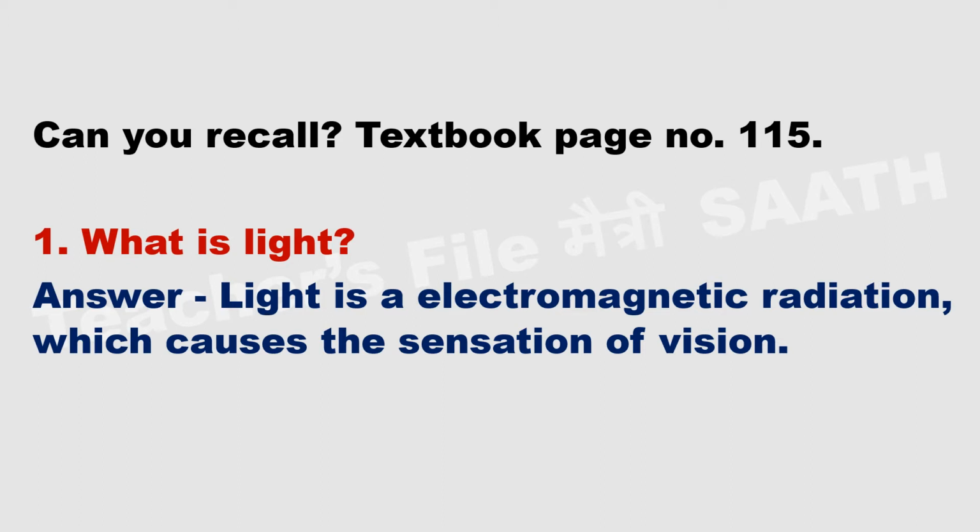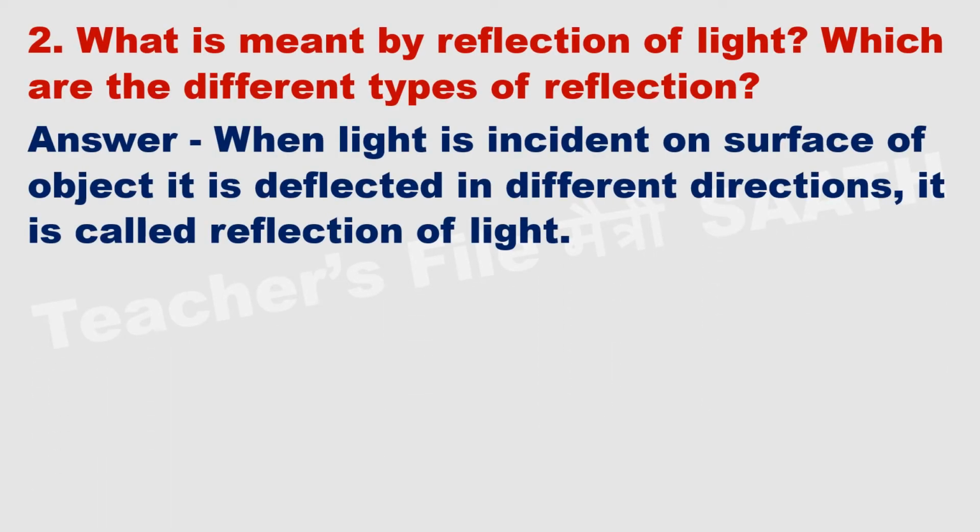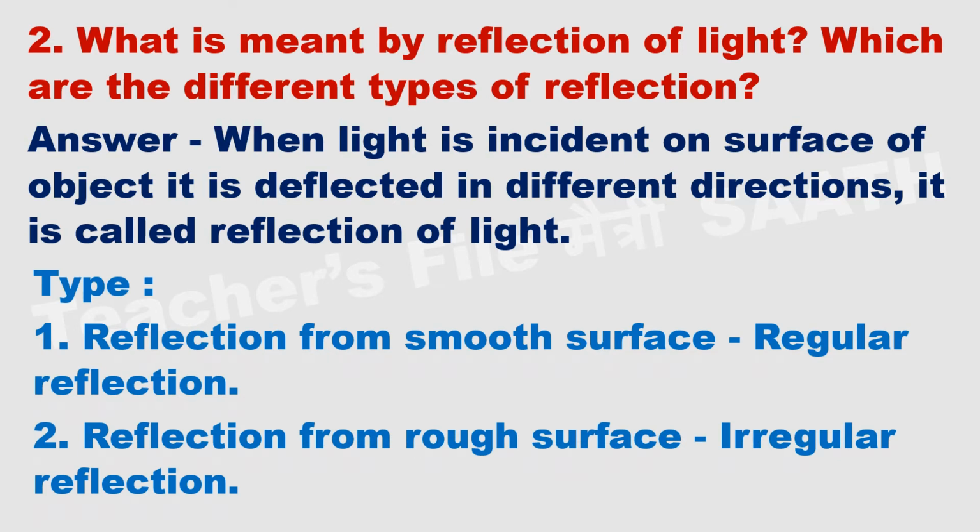What is light? Answer. Light is an electromagnetic radiation which causes the sensation of vision. What is meant by reflection of light? Which are the different types of reflection? Answer. When light is incident on the surface of an object, it is reflected in different directions. It is called reflection of light. Type 1. Reflection from a smooth surface, regular reflection. Type 2. Reflection from a rough surface, irregular reflection.